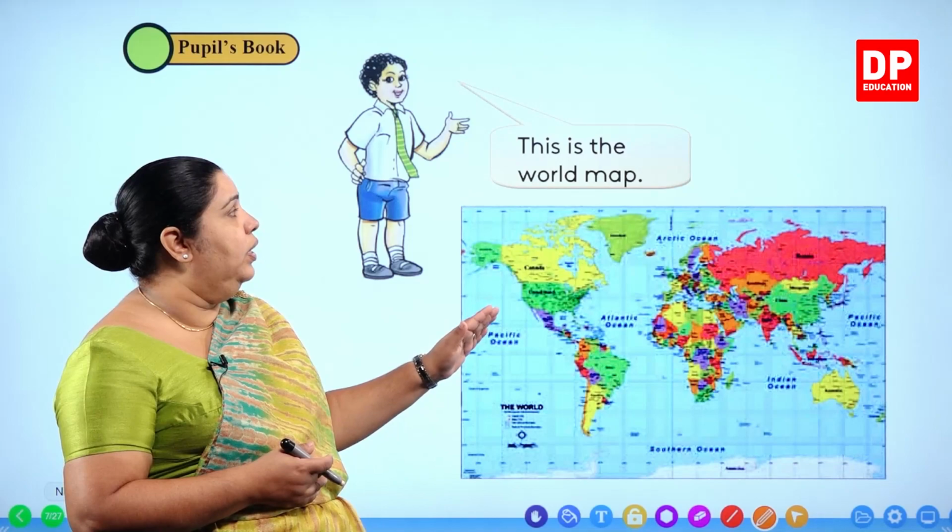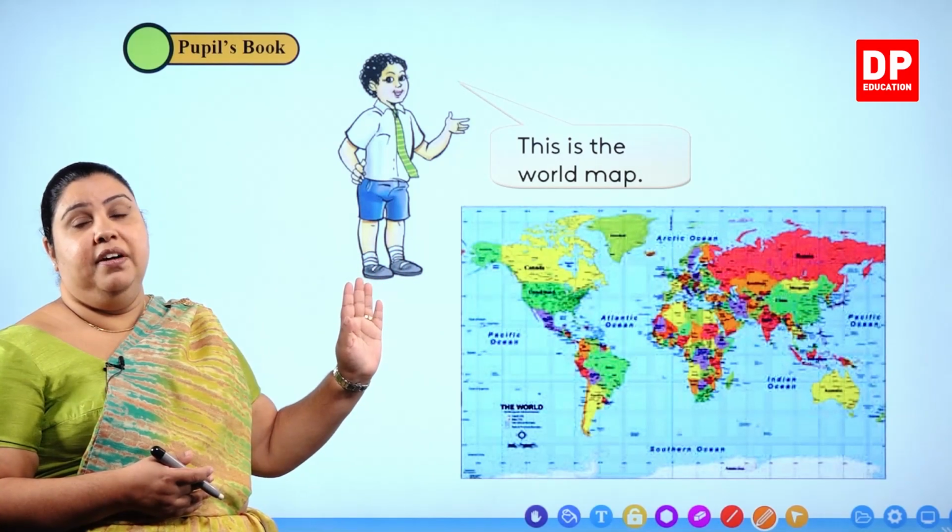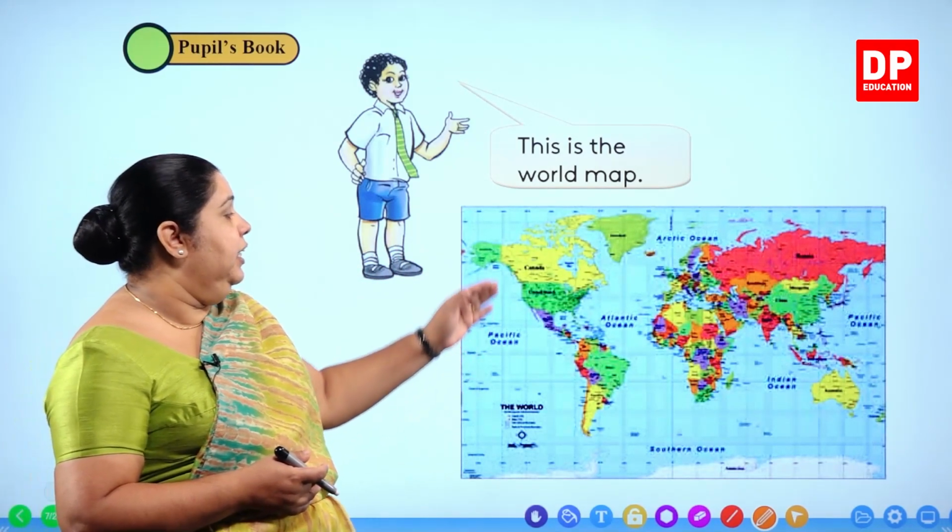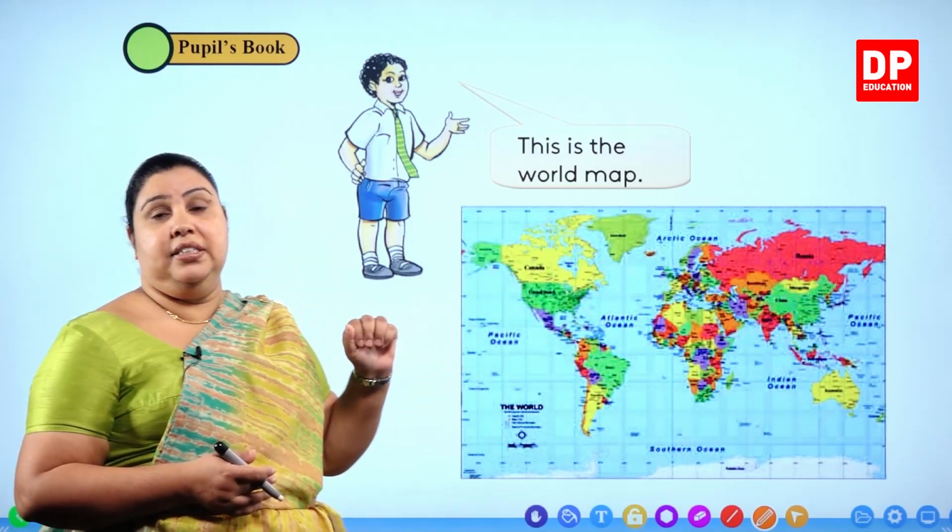So this is called the world map. World map. There are 5 continents.